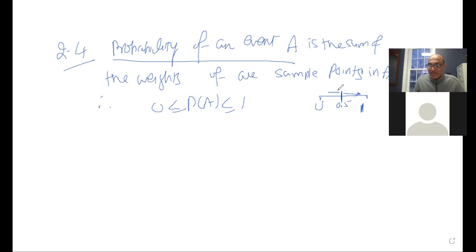If you are getting the number nearer to 0, that means the chance of that event occurring is getting less. 0 means that event definitely will not occur. So that's why probability always lies between 0 and 1.